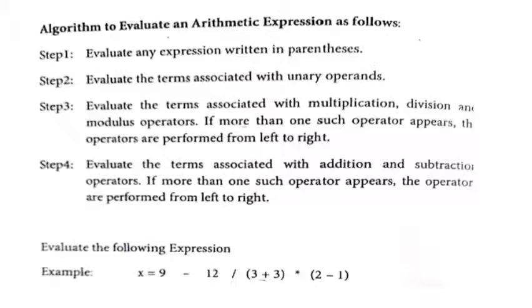3 plus 3 is nothing but 6. Then 6 into 2 minus 1, how much? 1. Then, according to that, 6 into 1 is nothing but 6. Then x equals 9 minus 12 divided by 6. Here division has higher priority, that's why we need to calculate 12 by 6 first. 12 by 6, what is the value?